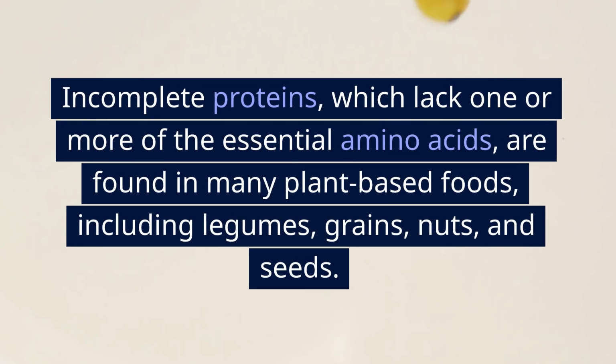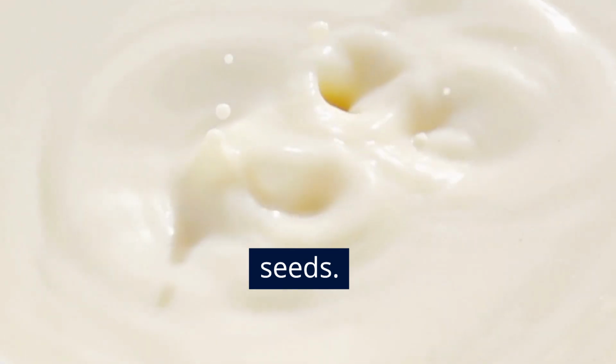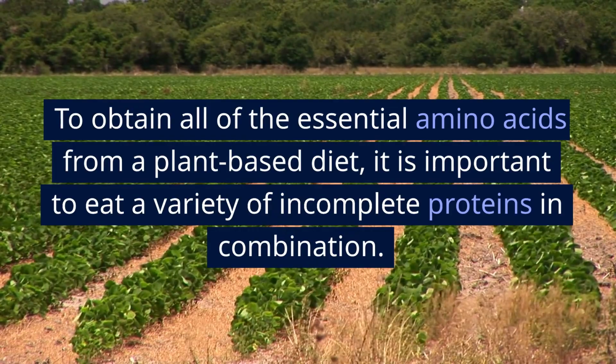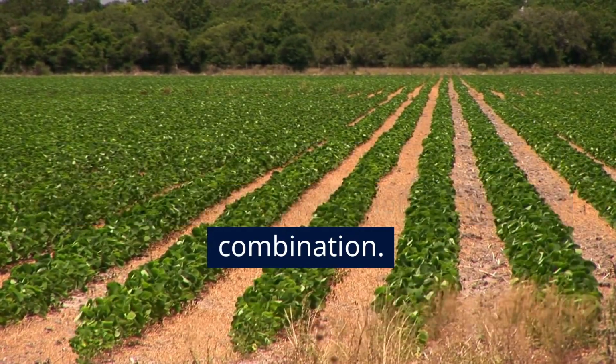Incomplete proteins, which lack one or more of the essential amino acids, are found in many plant-based foods, including legumes, grains, nuts, and seeds. To obtain all of the essential amino acids from a plant-based diet, it is important to eat a variety of incomplete proteins in combination.